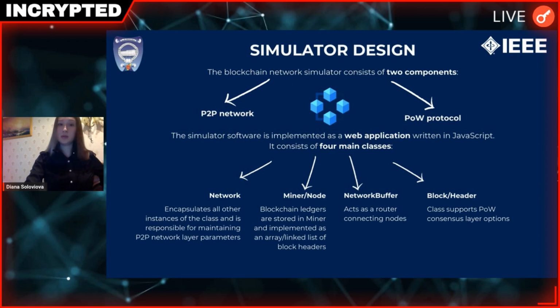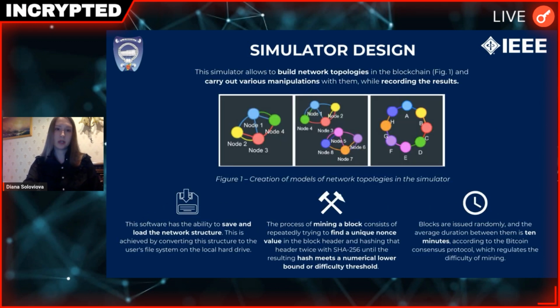The first class is Network. It encapsulates all other instances of the classes and is responsible for maintaining peer-to-peer network layer parameters. Secondly, blockchain ledgers are stored in the Miner or Node class and are implemented as an array of block headers. The Network Buffer class acts as a router for connected nodes, and the Block or Header class supports the proof of work consensus layer option. Nodes are built with functions for mining and broadcasting information.